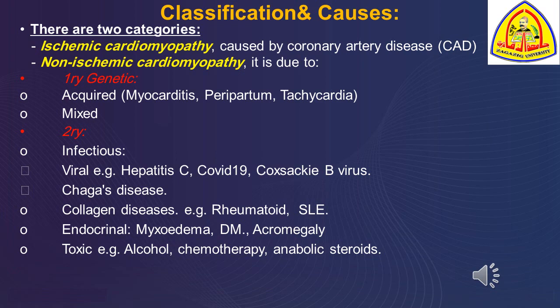Endocrinal causes like myxedema, diabetes or acromegaly. Toxic causes like alcohol, chemotherapy, anabolic steroids.